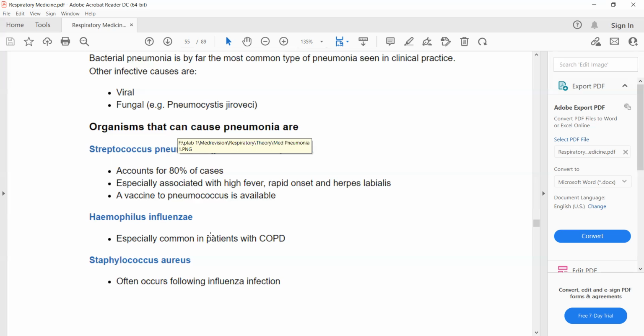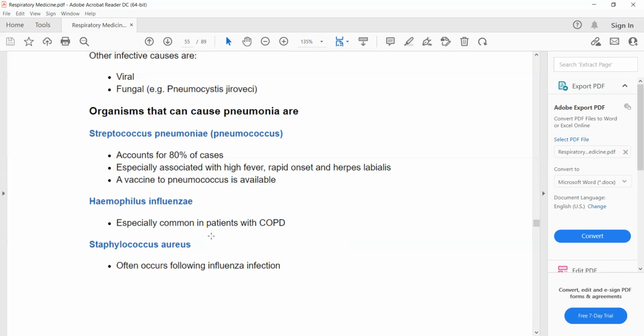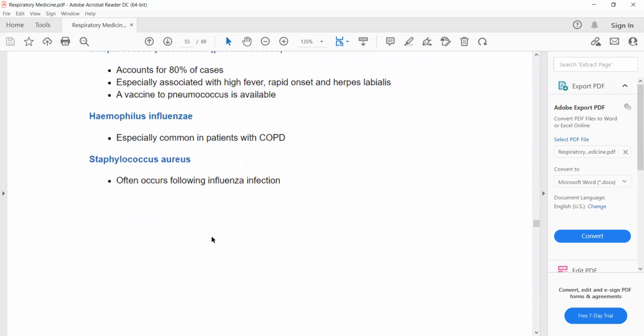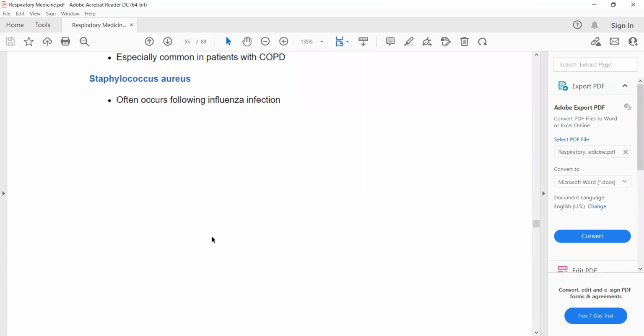So herpes labialis is associated with Streptococcus pneumoniae. And if a person with COPD developed pneumonia and they ask you about the most likely organism, your answer will be Haemophilus influenzae. Similarly, in case of bronchiectasis, the most likely organism will be Haemophilus influenzae. So if someone developed pneumonia after influenza infection and they ask you about the causative organism, then your answer will be Staphylococcus aureus, because it can cause pneumonia after influenza infection.